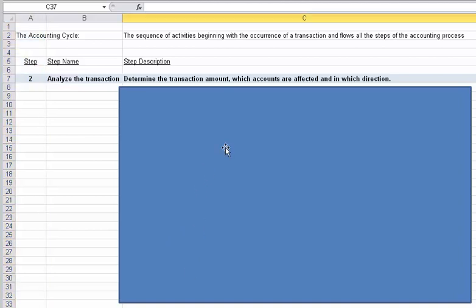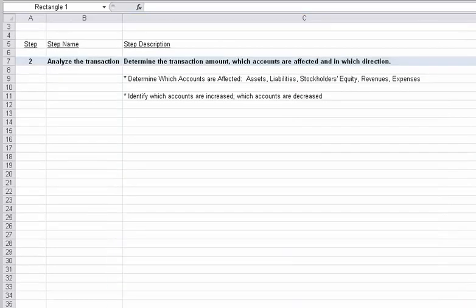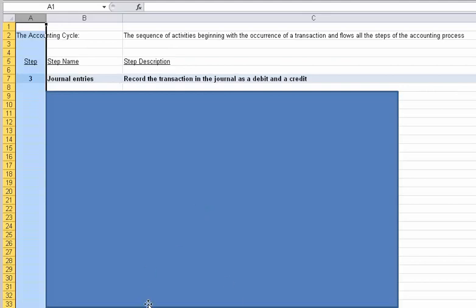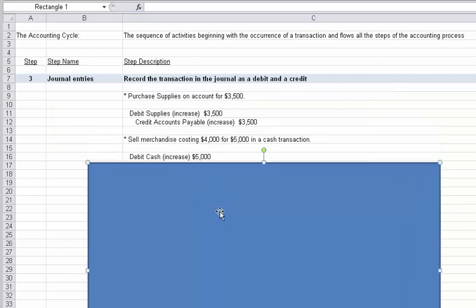Okay, step 2 says we analyze the transaction. We determine the transaction amount, and which accounts are affected in what direction. So we would figure out which accounts are increased and which accounts are decreased. That's part of how we analyze a transaction. Then at step 3, we would record the transaction in the journal entry.